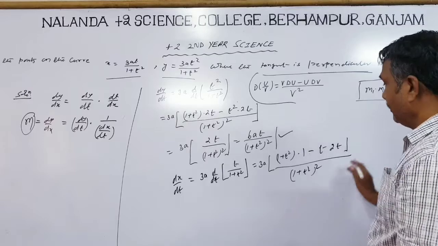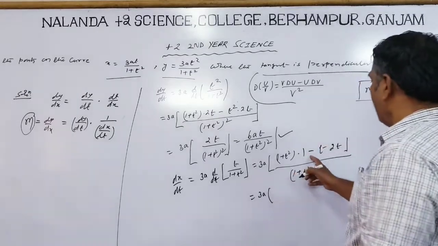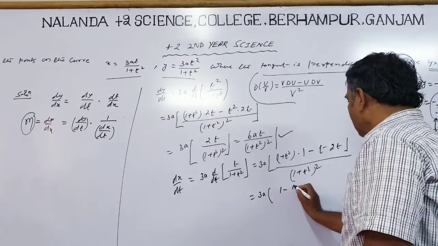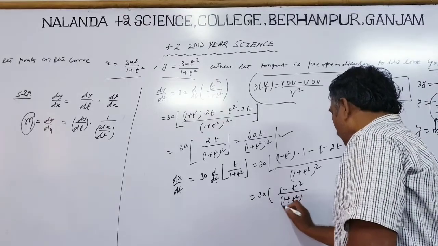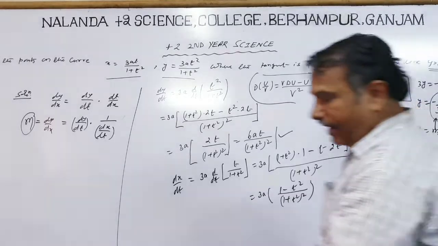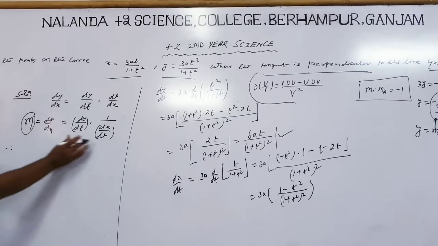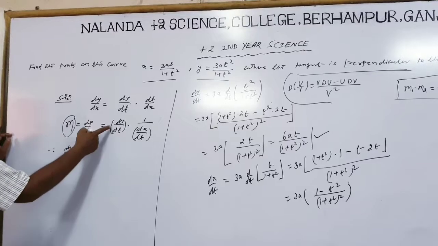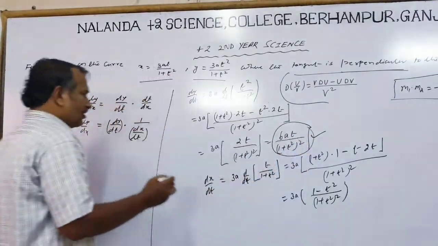Or you can write 3a(1 + t²)... minus 2t²(1 − t²) by (1 + t²) the whole square. This is dx by dt. Now, finally, we substitute dy by dx equal to dy by dt divided by dx by dt. This is dy by dt.